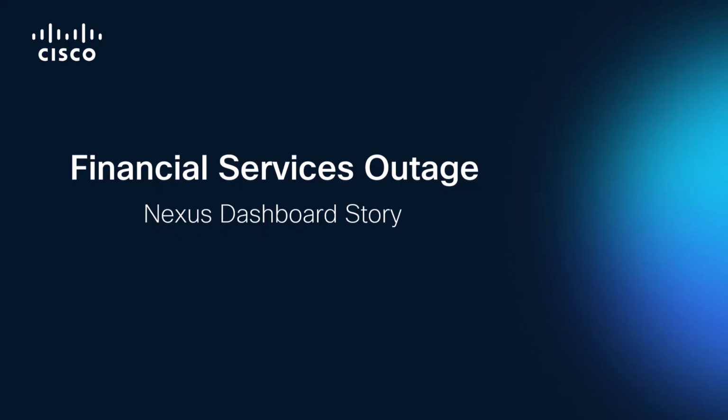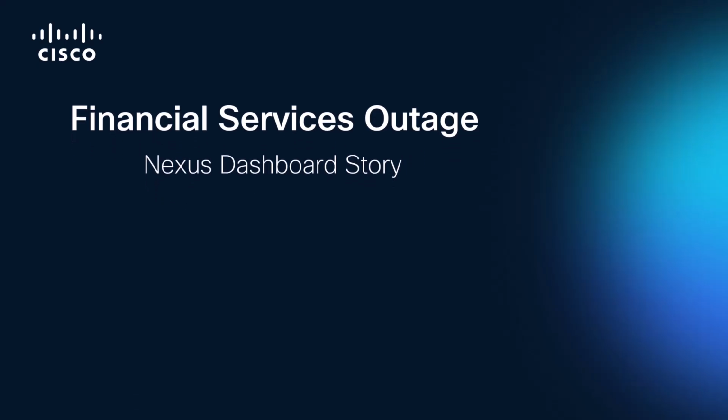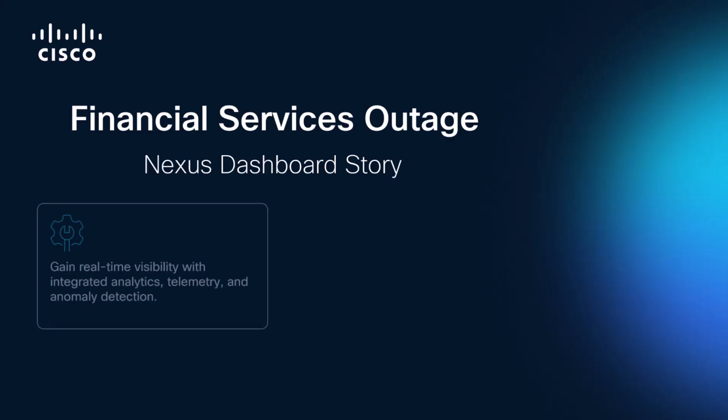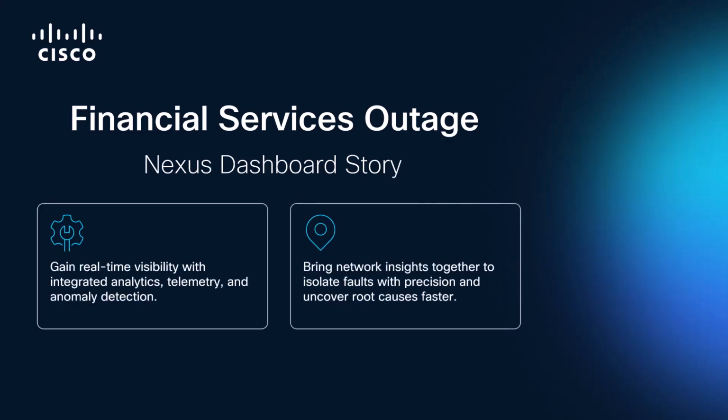This troubleshooting workflow demonstrates how Nexus Dashboard combines capabilities such as traffic analytics, flow collection, routing table telemetry, delta analysis, anomaly detection, and real-time operational visibility to accelerate troubleshooting across the fabric. By bringing these insights together within a single integrated workflow, operators can rapidly correlate symptoms, isolate faults with precision, and identify root causes much faster.